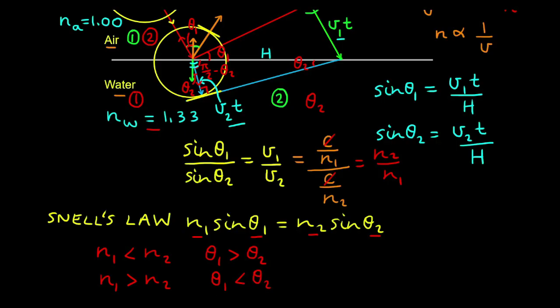And if the incident light ray travels along the normal to the surface, then the angle of refraction will be 0. So it'll just travel straight down. So to best remember these relationships, you can see that if n1 is lower than n2, for example, then theta 1 must be higher on this side for this equation to balance.